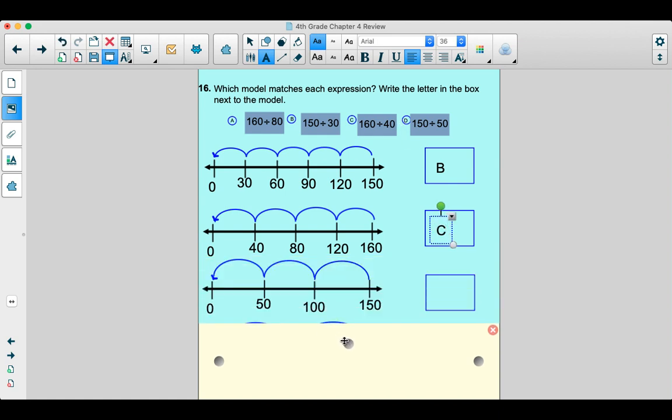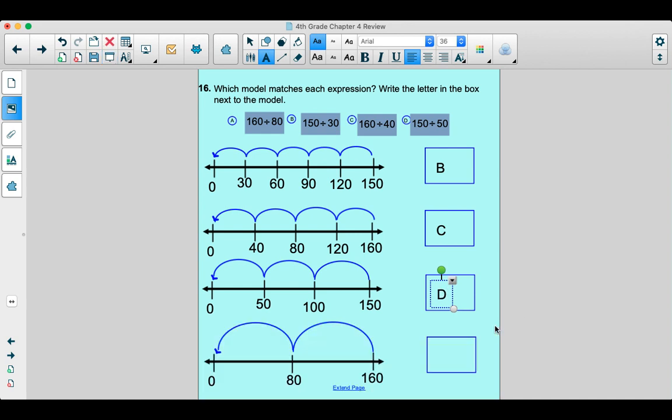All right, analyze 150 groups of what being taken off? Looks like groups of 50 are the hops, so that would make this one D. And then the last one should be A, but let's make sure. So we've got 160 as our endpoint, and it looks like we're taking 2 big hops of 80. So that makes sense. The answer would be A.